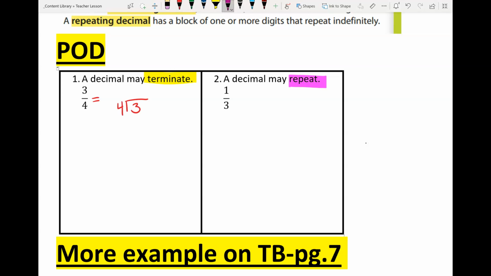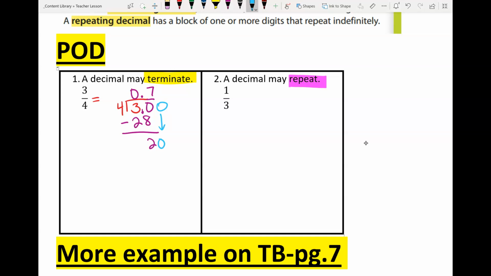We know that 4 cannot go into 3, so we add a 0 here, add a decimal, and add a 0. Now ask yourself, how many times does 4 go into 30? That's going to be 7 times. 7 times 4 is 28. I bring it down, I subtract down. My remainder is 2. Next, I'm going to add another 0, bring that down, and that will be 20.